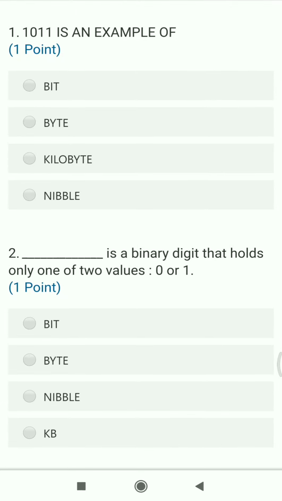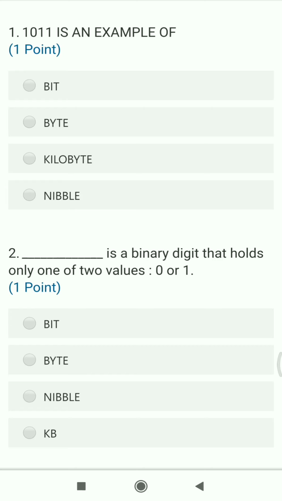The first question is: 1011 is an example of dash. The options are bit, byte, kilobyte and nibble. A bit holds only one of two values, that can be either 0 or 1. So only one value can be considered as a bit at a time. You have to select the value from 0 and 1.